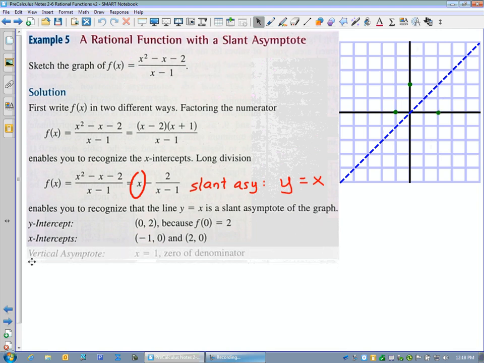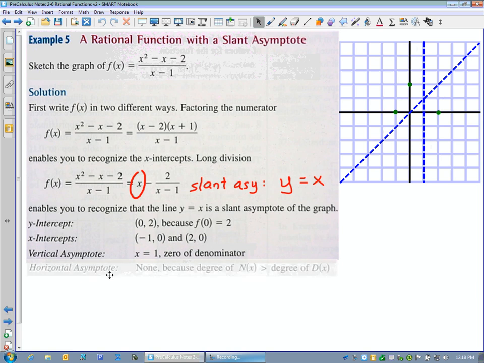Next, we're going to realize that the vertical asymptotes are going to be the zeros of the denominator, which in this case is just 1. The value of x that causes the denominator to be 0 would be 1. So the vertical line x equals 1 will be a vertical asymptote, and I draw that with a dashed line. And now for the horizontal asymptote, we mentioned earlier there is none because the degree of the numerator is larger than the degree of the denominator. So there are no horizontal asymptotes, but there is a slant asymptote or oblique asymptote at y equals x, which we've already put on the graph.